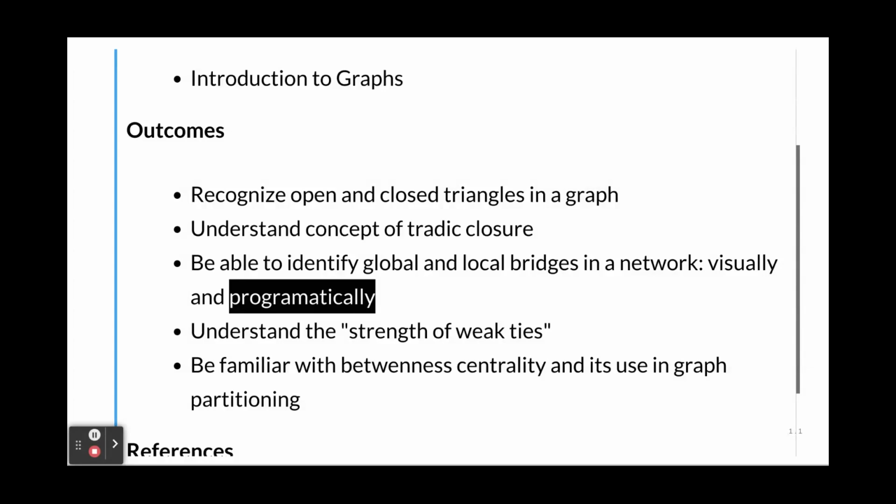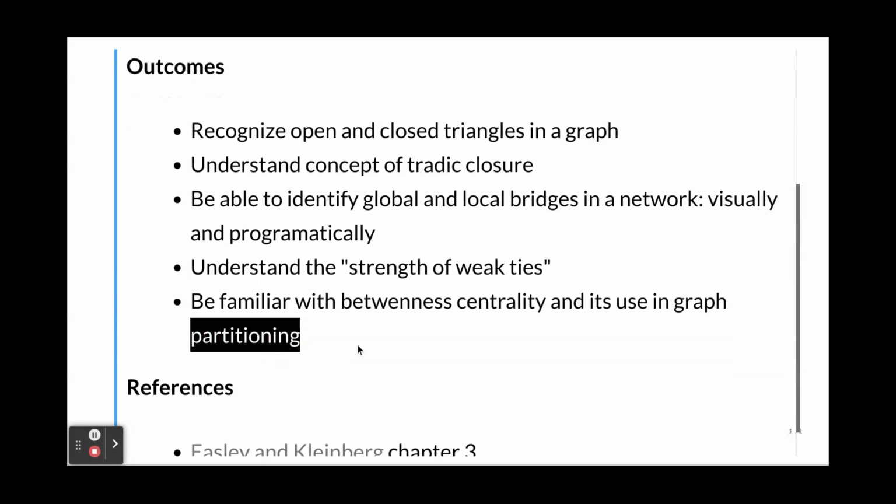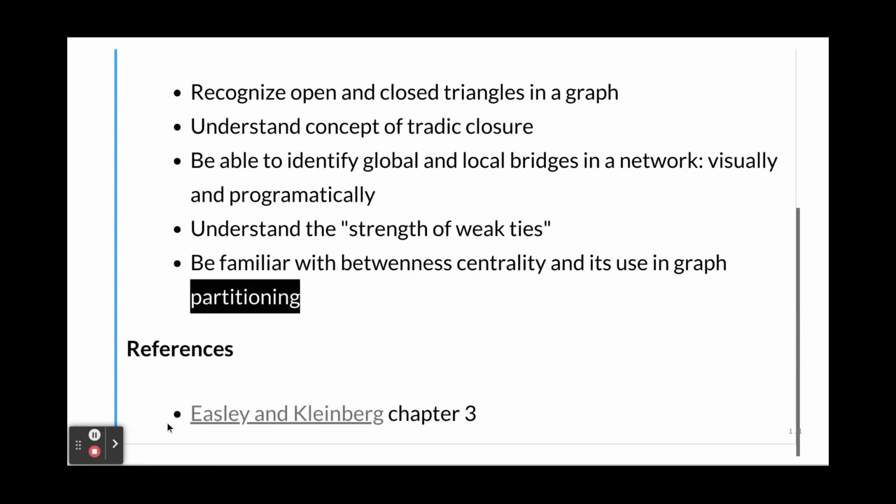We'll understand the phenomenon known as the quote strength of weak ties. And finally, we will study the idea of centrality, and we will use a specific form of centrality known as betweenness centrality to understand what it means to partition a graph. The primary reference for this material is the third chapter of the Easley and Kleinberg textbook.